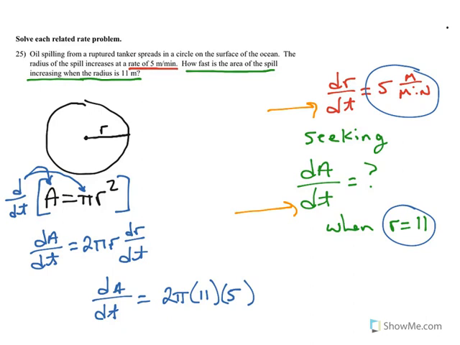So 2 times 5, that should get you 10. 10 times 11, that should be 110. So the change in area with respect to time will be 110 pi. And we're talking about an area, so that's going to be meters squared per minute. So final answer: 110 pi meters squared per minute should be the final answer.